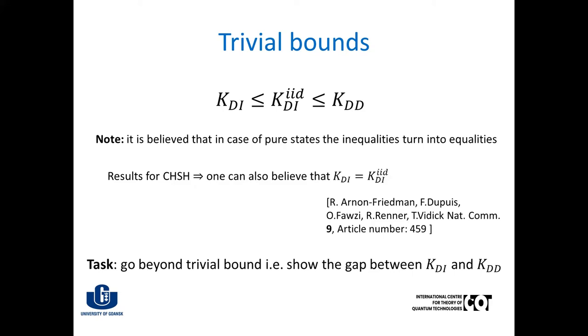Why is the device dependent key larger than the IID device independent key? I mean, it's obvious to me that if you had an IID device dependent key, then the inequality should hold. If it was just IID, then it would be obvious, since I just increase the class of operations of Alice and Bob. But the fact that KDD IID is equal to KDD itself, which I didn't put here, follows from the quantum de Finetti theorem.